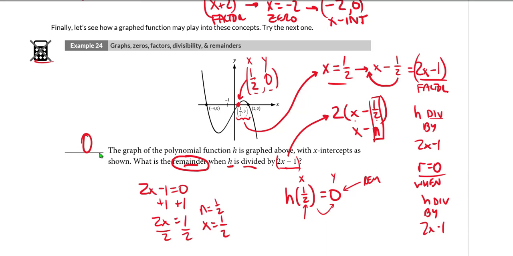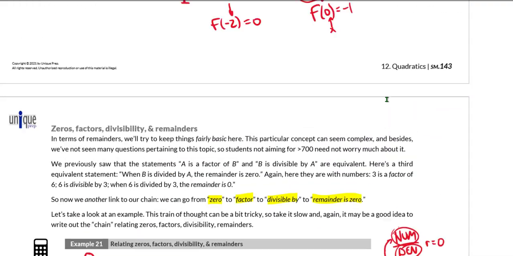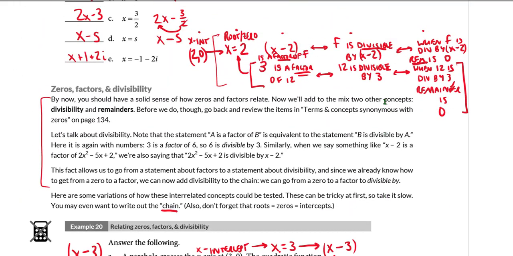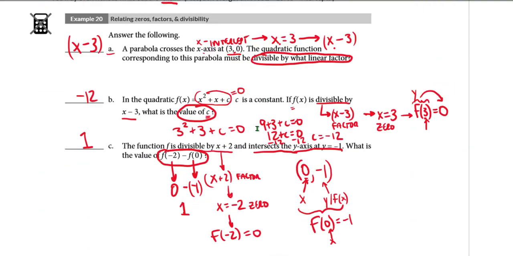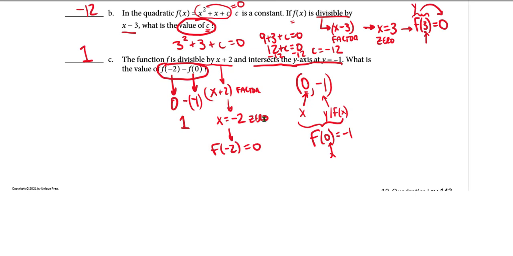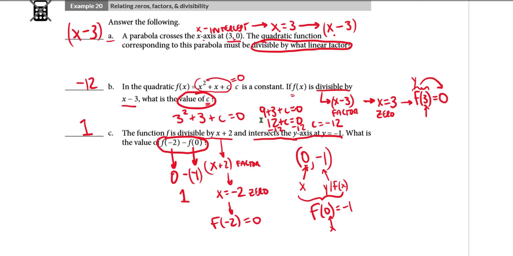I do really suggest that you look hard and often at the chain of ideas that we talked about a couple pages ago. This chain of ideas. Keep in mind also that on the second page of this section, back in an earlier part of the quadratics section and in an earlier video, we did talk about all of those terms that are synonymous with zeros and roots. It is really important that you understand the relationship between all of those synonymous terms.